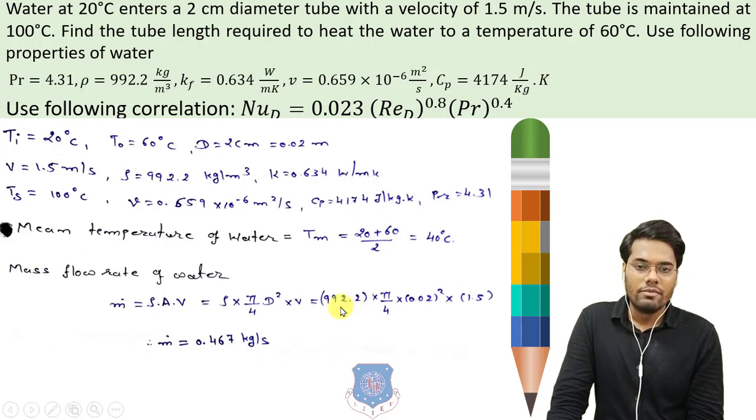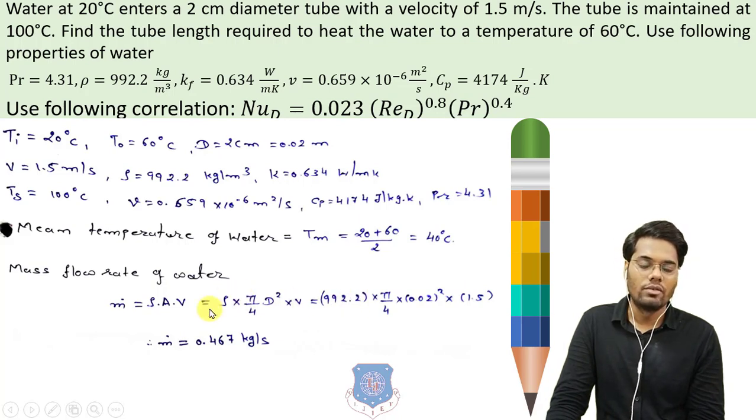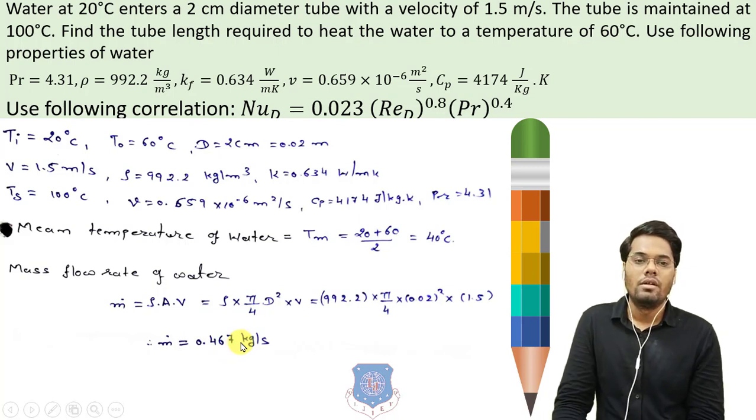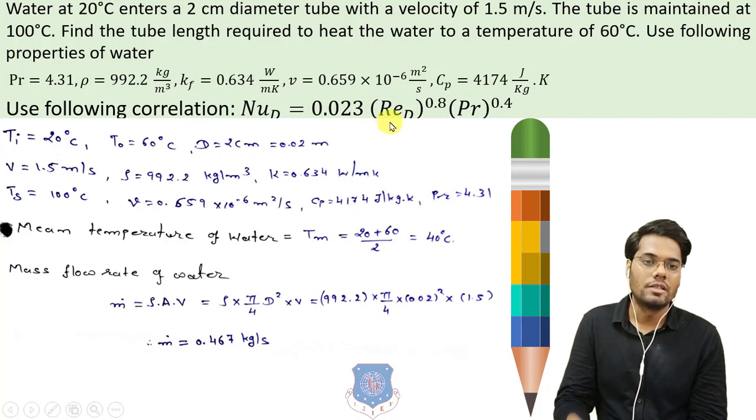We know the value of density, which is given in the question, 992.2 kg per meter cube. Diameter is 0.02 and velocity is 1.5 meter per second. So putting all the values of density, area and velocity in this equation, we will get mass flow rate as 0.467 kg per second. Now to find out the value of H, we require the Reynolds number.